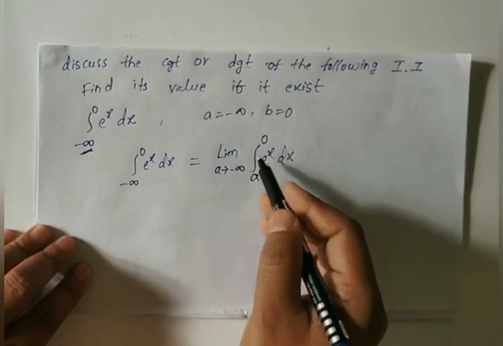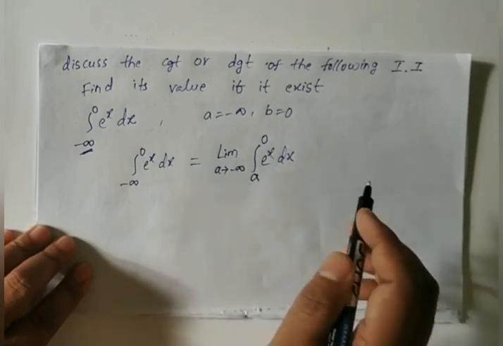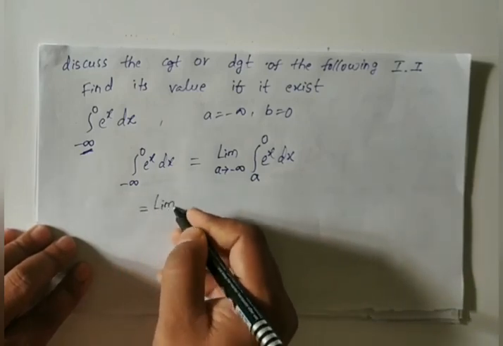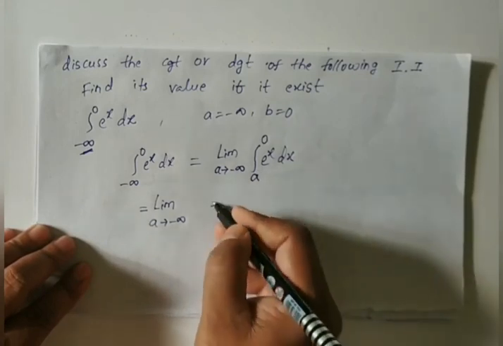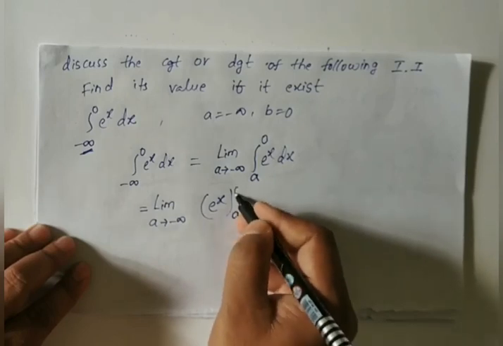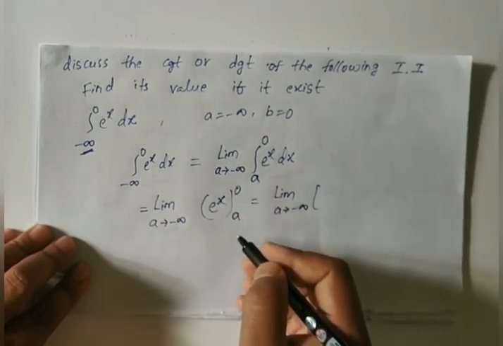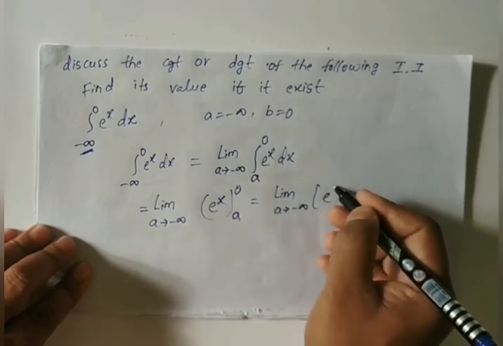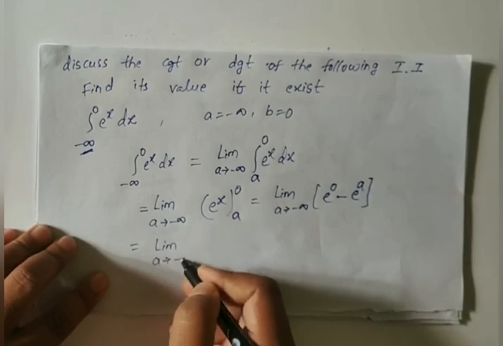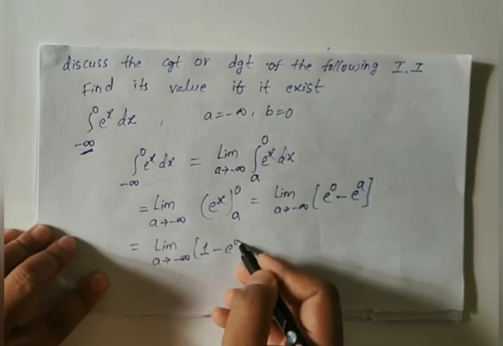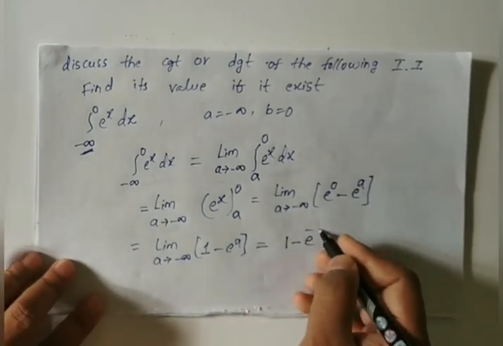First we evaluate the integral from a to 0 of e power x dx, and after that we apply the limit as a tends to minus infinity. Very simple. The integration of e power x is always e power x. Next we apply the upper limit minus the lower limit: e power 0 minus e power a. e power 0 is 1, so we get 1 minus e power a. Next we apply the limit as a tends to minus infinity, so we get 1 minus e power minus infinity.